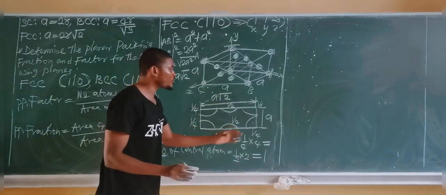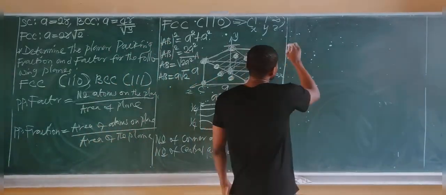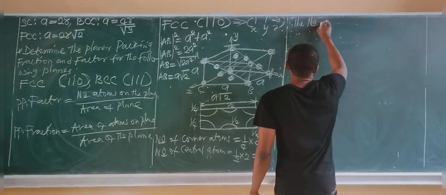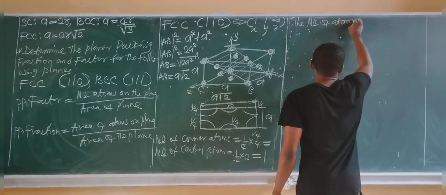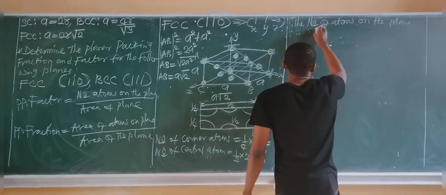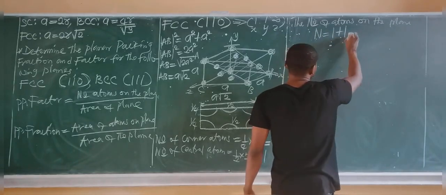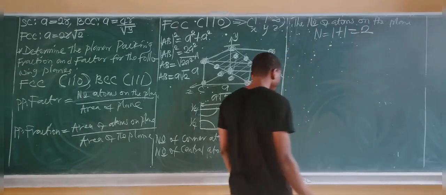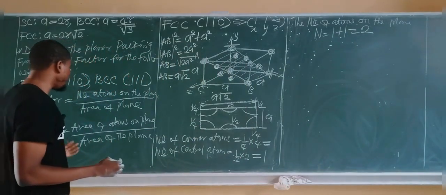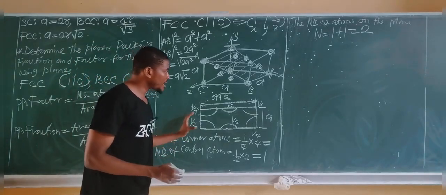That means the total for the face-centered cubic structure becomes 1 plus 1. Hence, the number of atoms on the plane, N, is equal to the central atom 1 plus the corner atom 1, which is equal to 2. So the number of atoms on this plane is equal to 2. Now we'll move on to calculating the area of the plane.